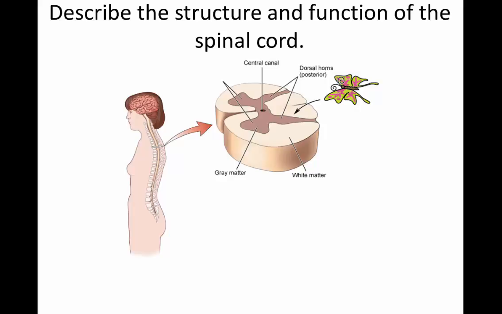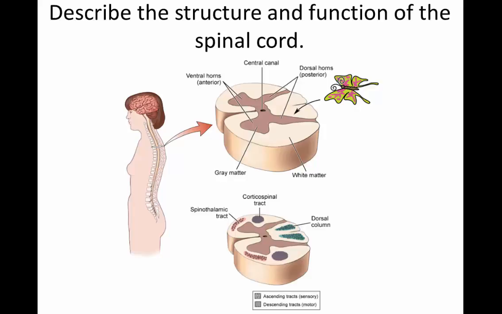We have this central canal, which will play a role in cerebrospinal fluid that we'll take a look at in a few moments. And then we have the ventral horns, the anterior portion. Ventral, again, being another term for anterior, meaning that these horns are towards the front of the body, the front of the spinal cord.